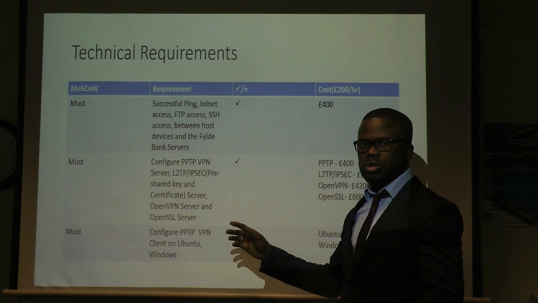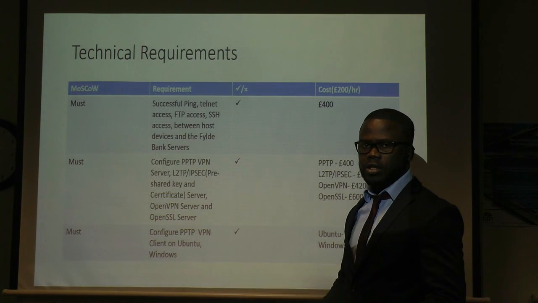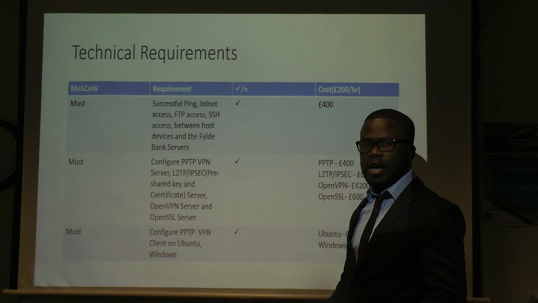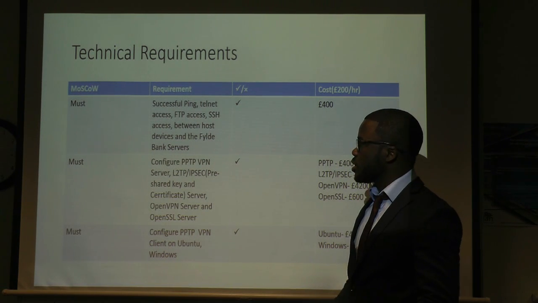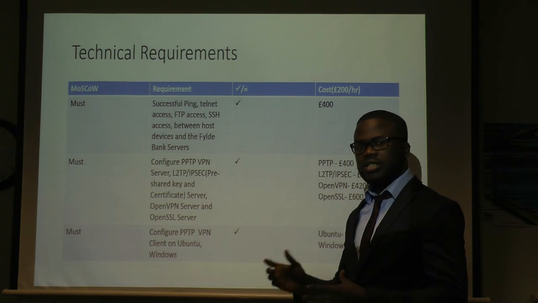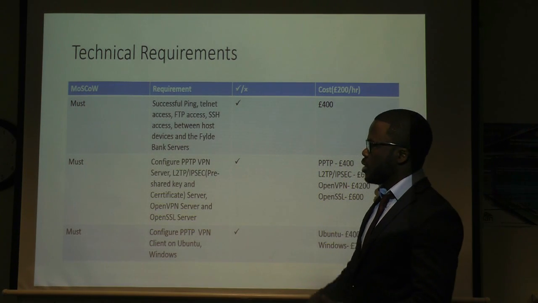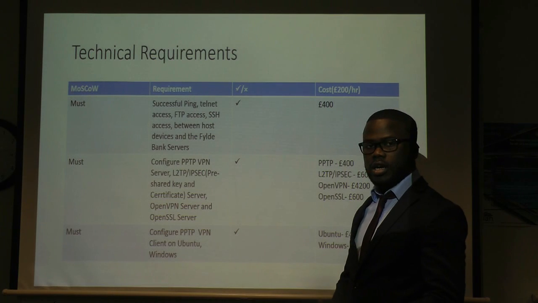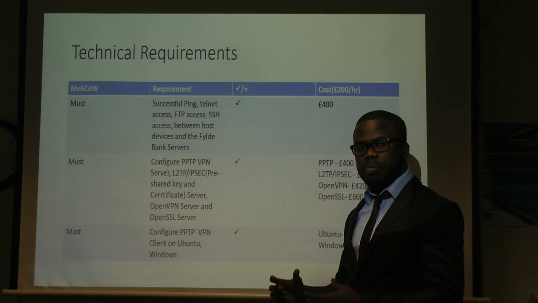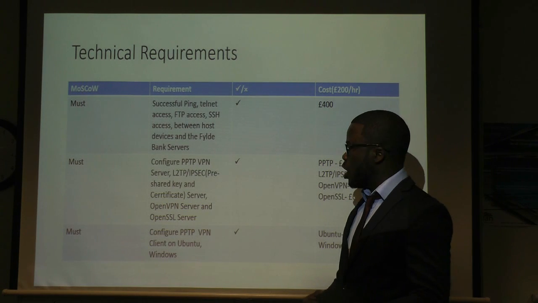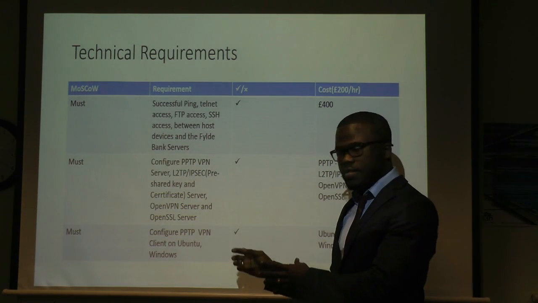So in order to successfully cover the most prioritization, I needed to achieve a successful ping and internet access from any device to the server's IP address. Next is to configure PPTP, HTTP, IPsec, and OpenVPN on the server.